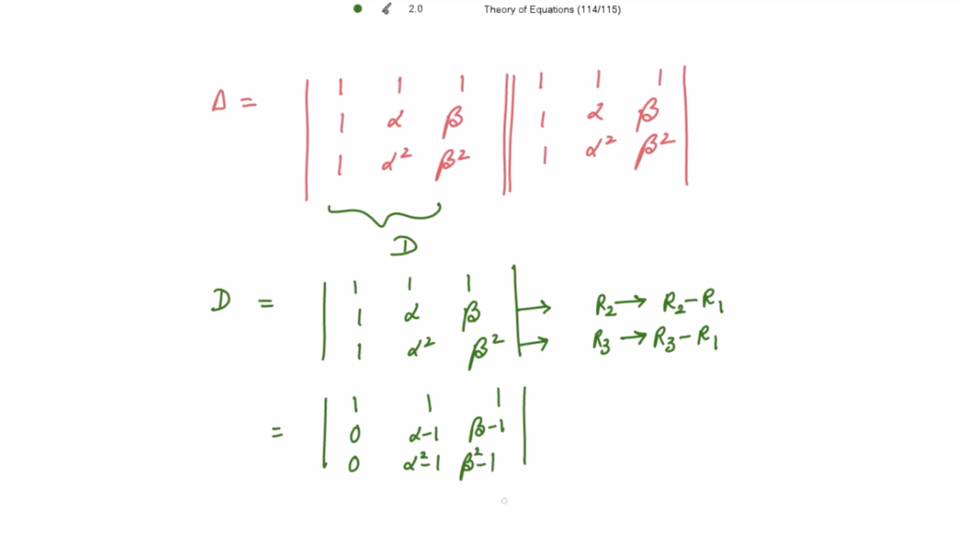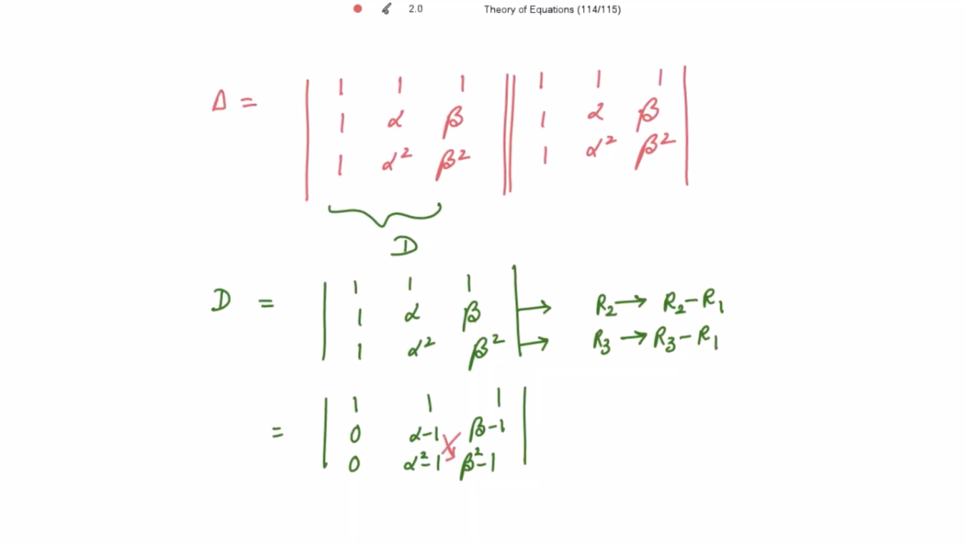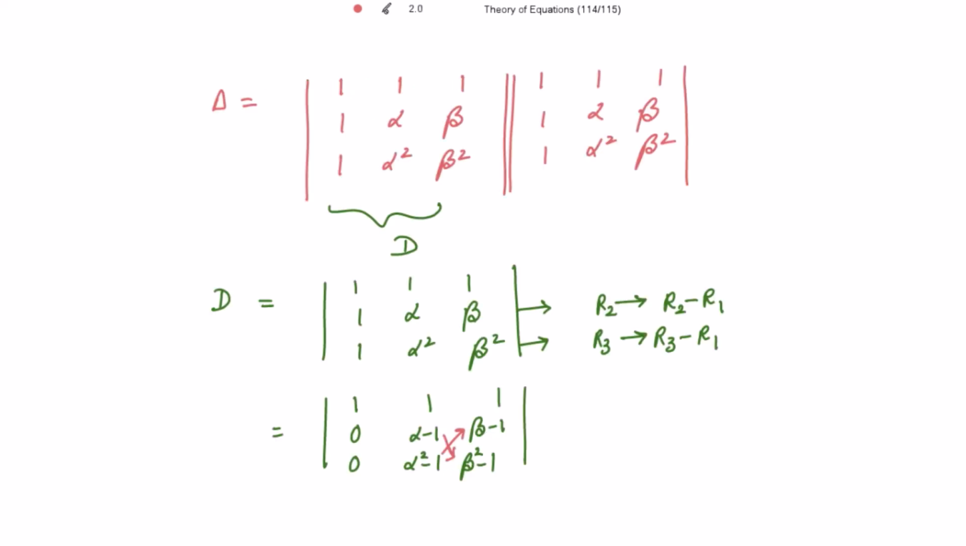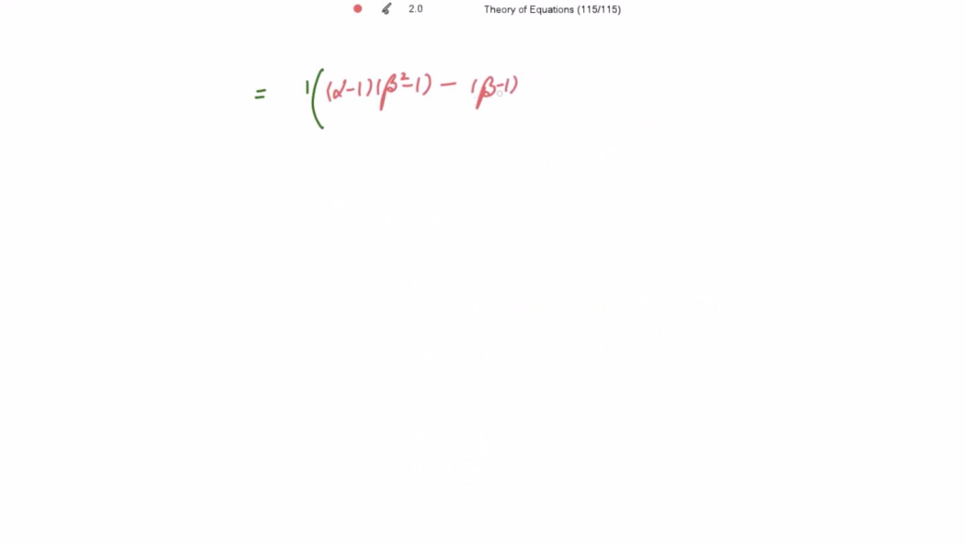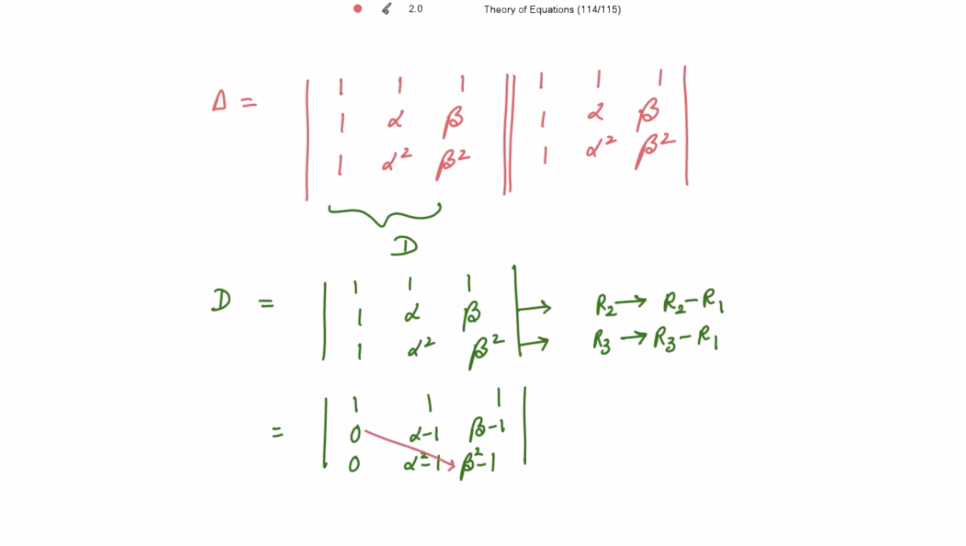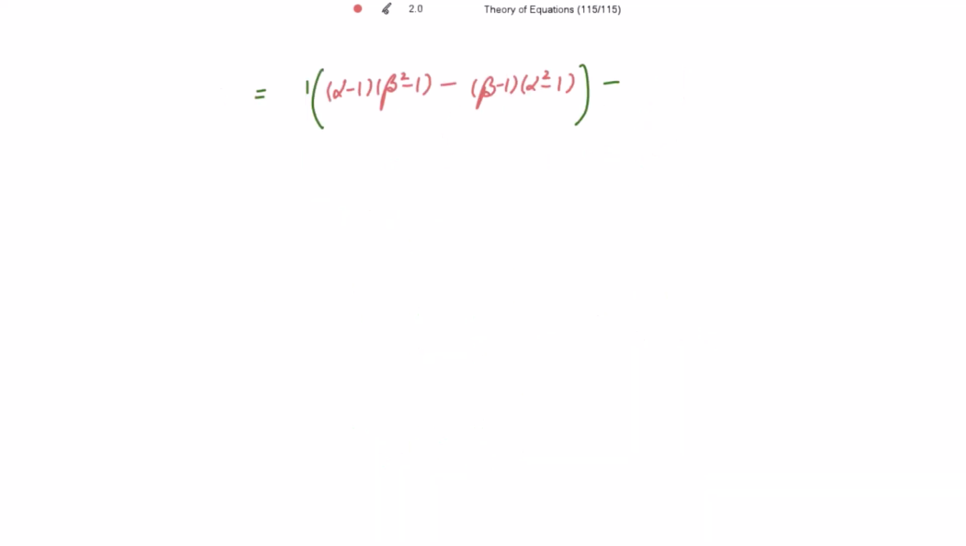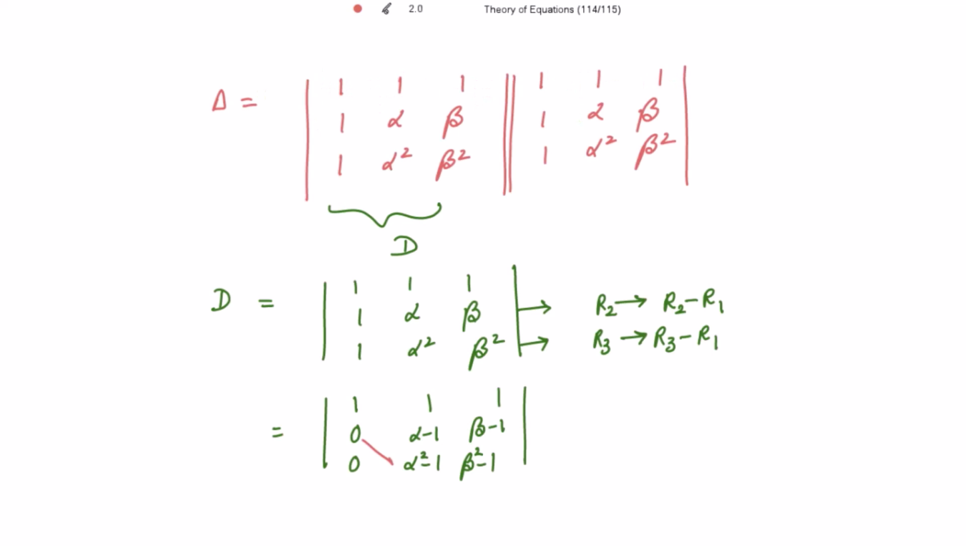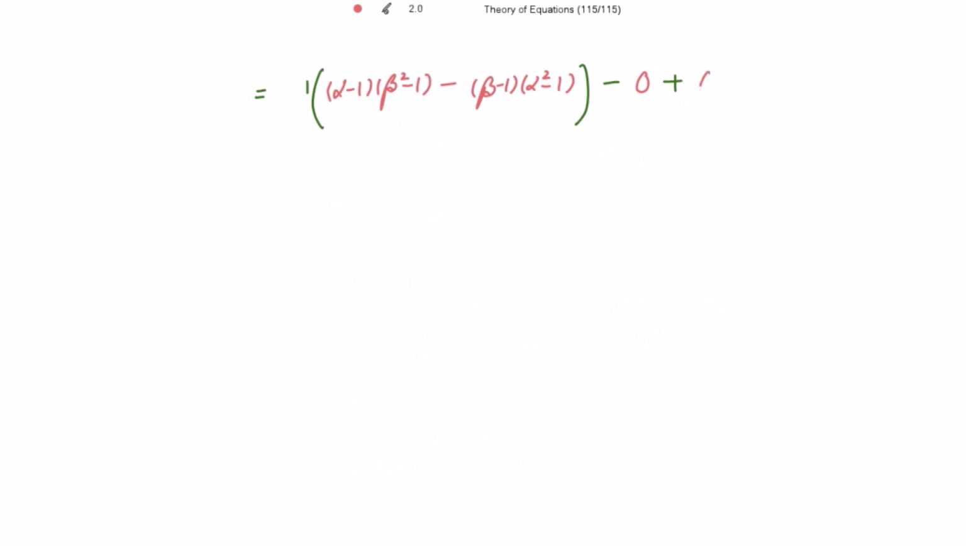Now let's solve this determinant. We get 1 into the product of these two minus the product of these two. So this is alpha minus 1 into beta square minus 1 minus beta minus 1 into alpha square minus 1. Then minus, multiplying 0 with beta square minus 1 minus multiplying 0 with beta minus 1, that gives you 0, plus multiplying 0 with alpha square minus 1 minus 0 with alpha minus 1, that also gives you 0. So we are having only this first term.